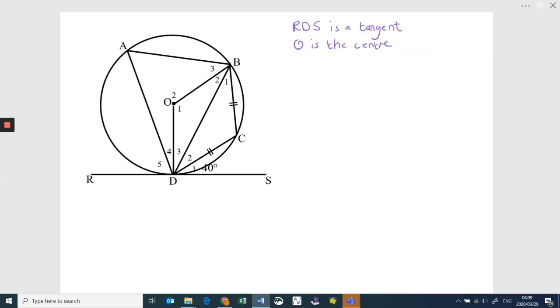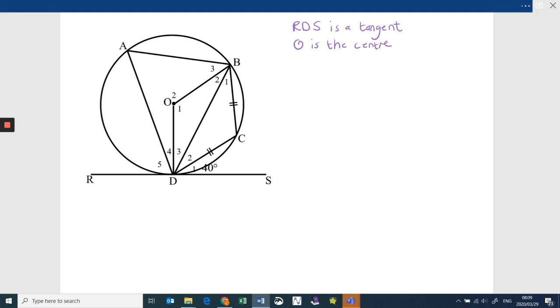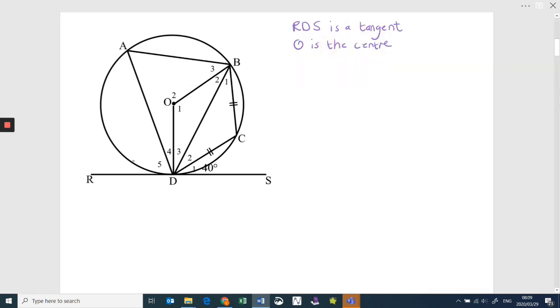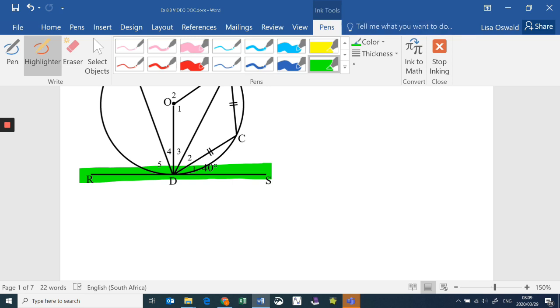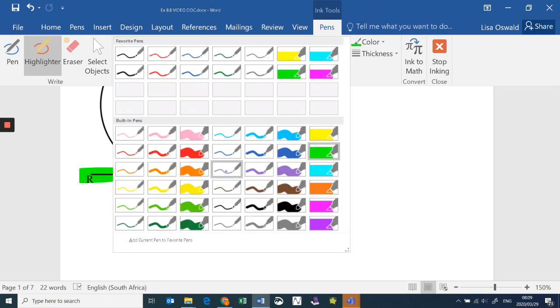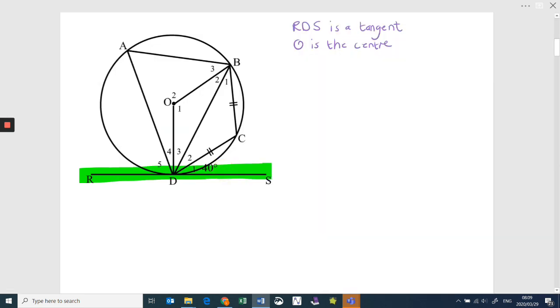For the next one, I'm given the fact that RDS is a tangent. So I'm going to go over that again. I'm going to highlight it. I've got a tangent. Okay, when I've got one tangent, I'm looking for two possibilities. I'm looking for whether I've got tan chord. I'm also looking for tan radius.